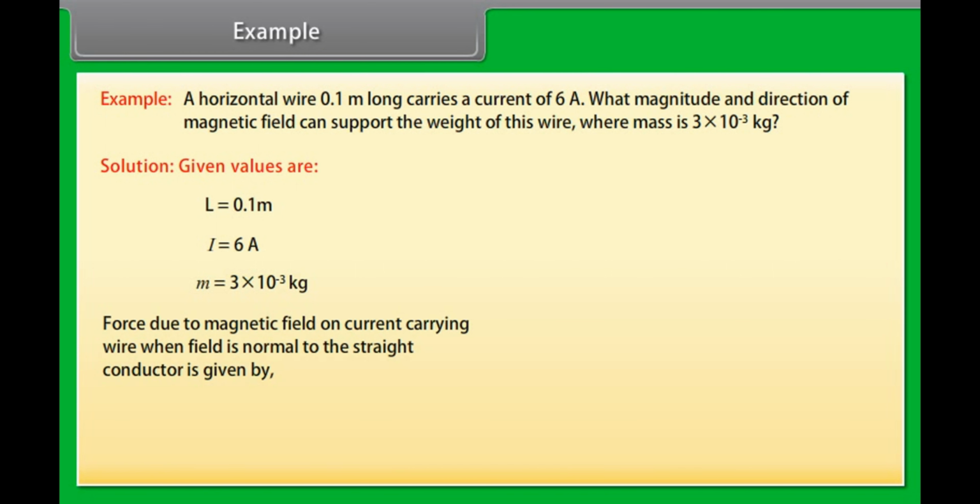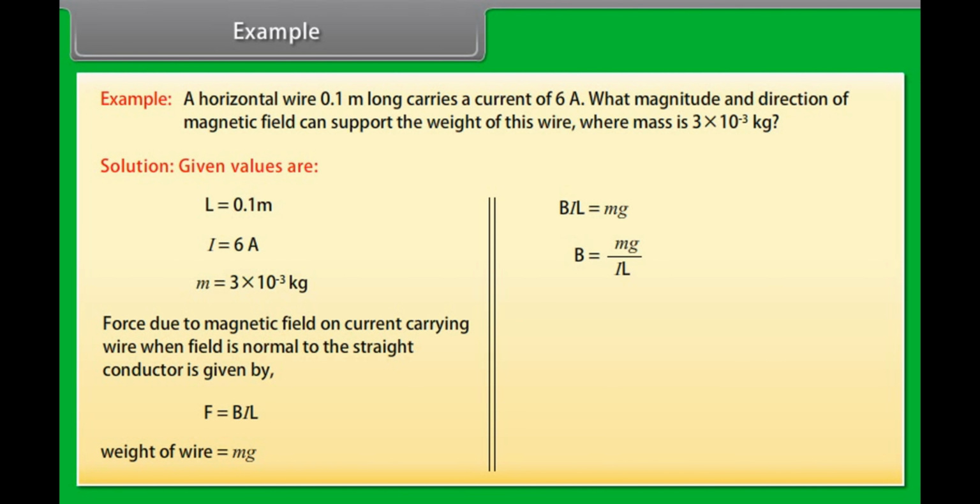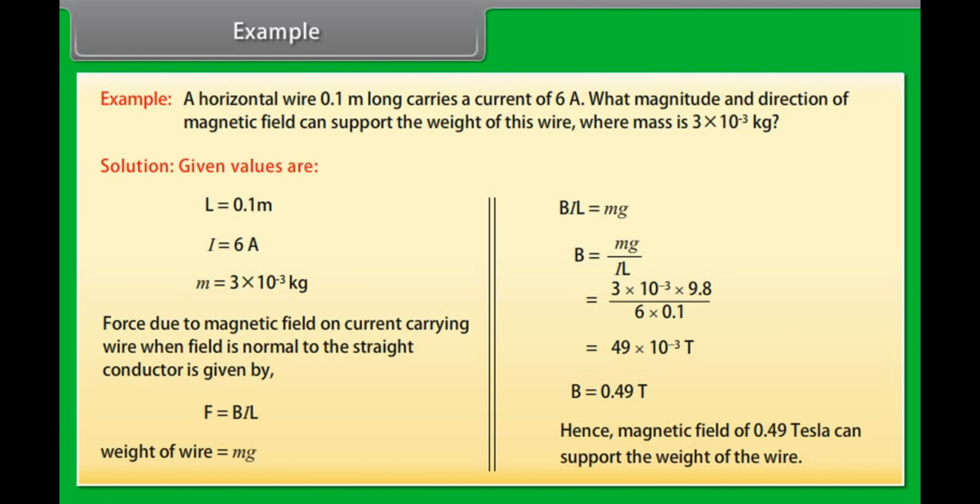Force due to magnetic field on a current-carrying wire, when the field is normal to the straight conductor, is equal to BIL. Weight of wire is given by mg. On comparing these two equations, we get BIL = mg, which can be written as B = mg divided by IL. By putting the values and calculating, we get the value of B = 0.49 Tesla. Hence, a magnetic field of 0.49 Tesla can support the weight of the wire.